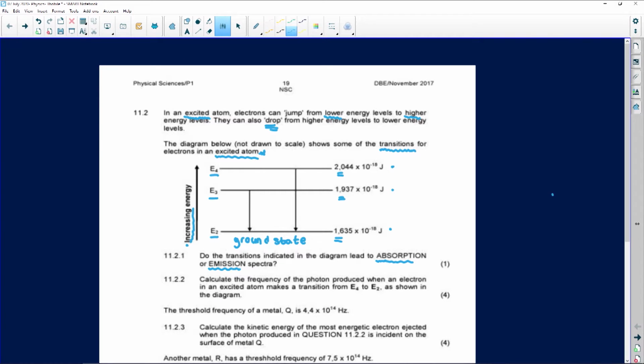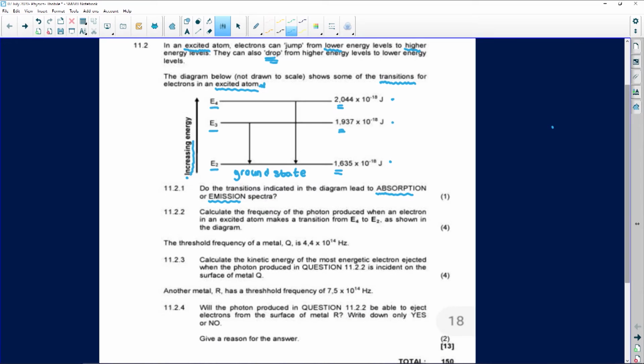So the next one, number 11.2.2, says we need to calculate the frequency, f, of the photon produced when an electron in an excited atom makes a transition from E4 to E2. Now remember, the word transition means change. So now I can see E4 and E2, and I'm going to use E4 and E2. When they say transition, that means there must be a change in something.